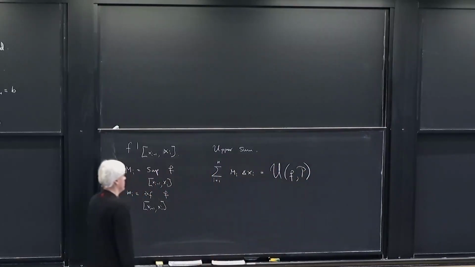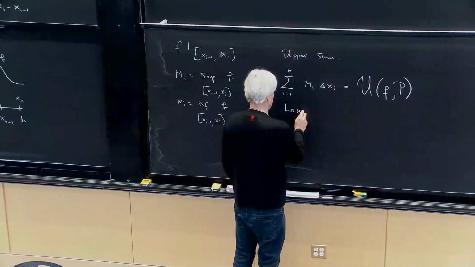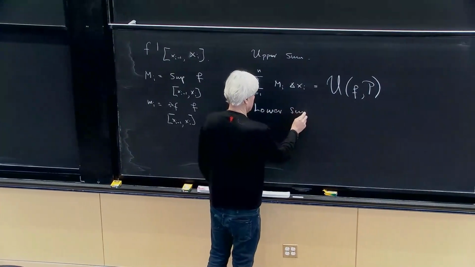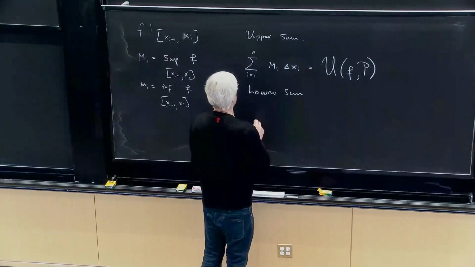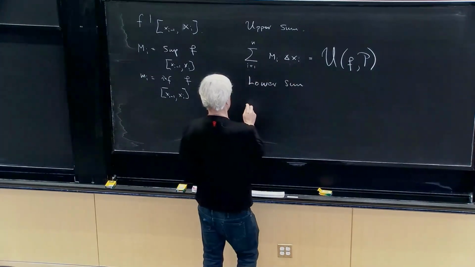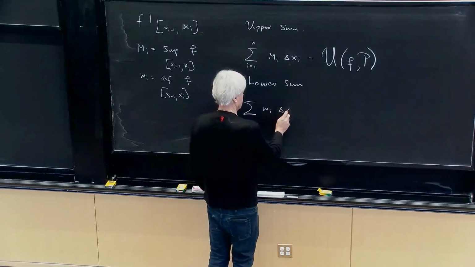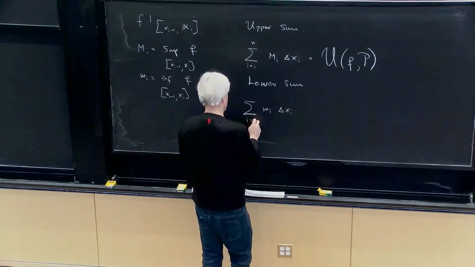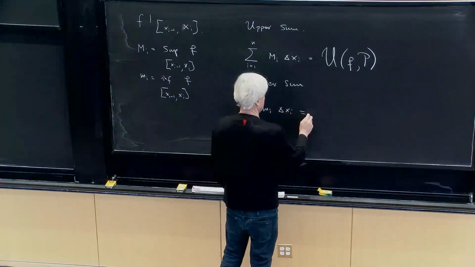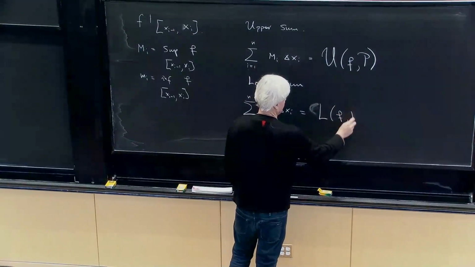And likewise, we look at the lower sum. This is where we sum the infimum, and we weight them by the length of the intervals. So we look at m_i times delta x_i, with i equal to 1 to n, and this is the lower sum for this partition.